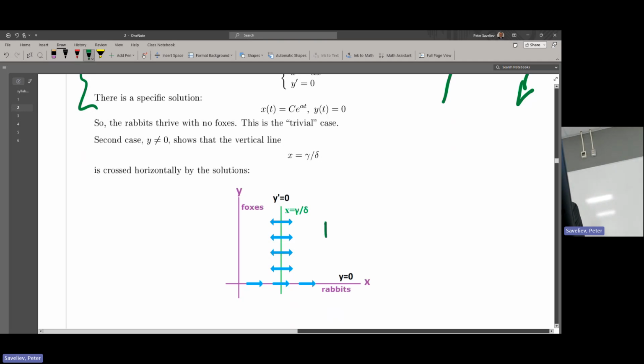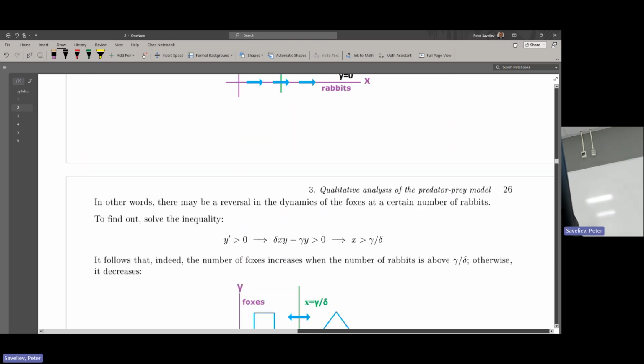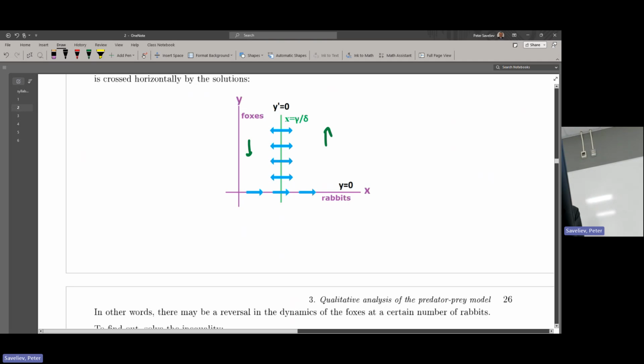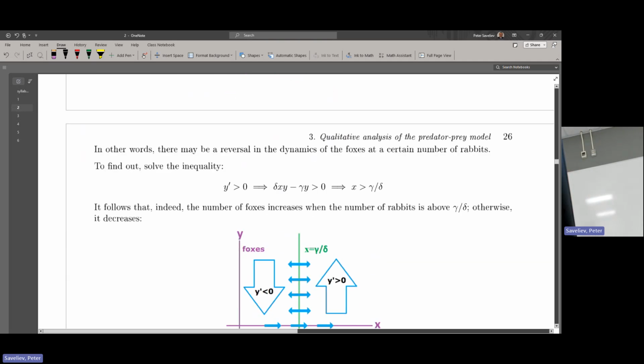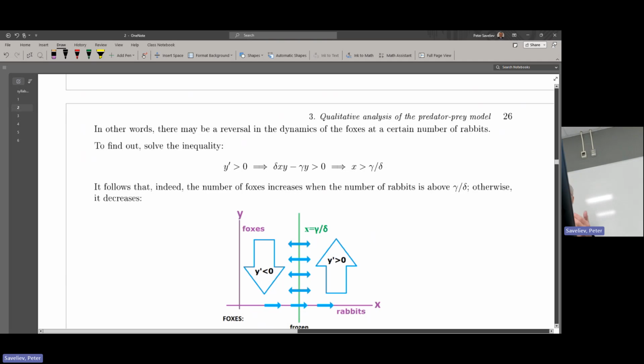When there are many rabbits, there will be growth of foxes. When there are too few rabbits, there will be decline of foxes. Okay, so here it is. Y prime is positive to the right of this line, the green line, and it's negative to the left. Okay, so that's the answer. Once again, you have the arrow indicating the growth of foxes and decline over there. Okay, so you can guess what happens next.